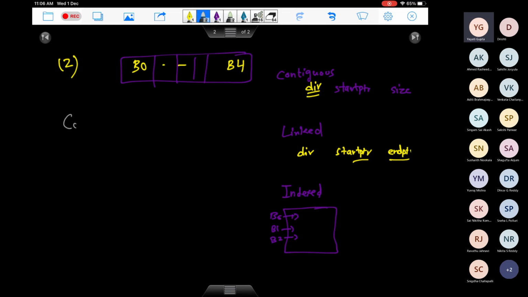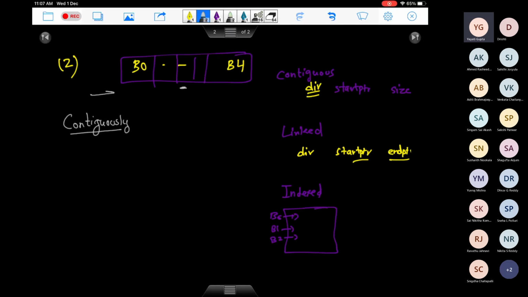So let's say you stored your file contiguously on your hard disk, and now you need to remove block 2 from here, right? So how many input output operations will you require? What all you need to do to remove block 2? Anyone? What do we need to do to remove block 2?